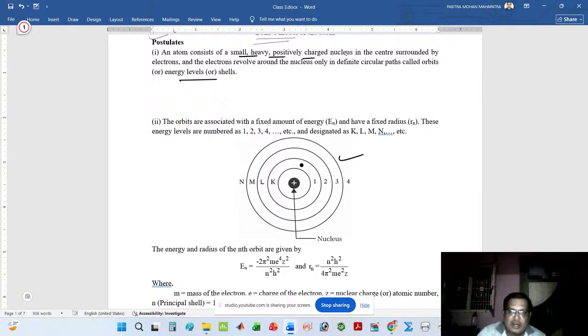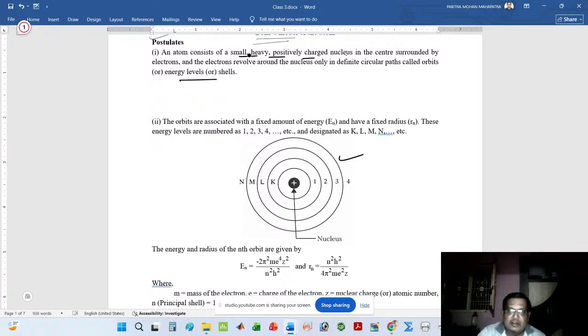Here you cannot overlap the circular orbit. Each circular orbit has a definite energy and a definite radius. Such type of things is not given by the Rutherford atomic model. Here Bohr's atomic model gave such things. According to the first point, Bohr's atomic model said that an atom consists of a small heavy positive charged nucleus.